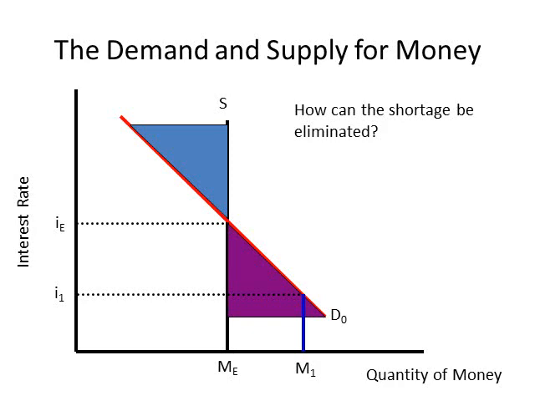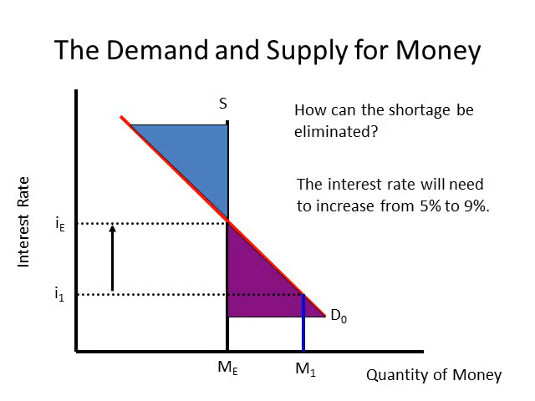How can this shortage be eliminated so that the supply of money and the demand for money are once again in equilibrium? Since the amount of money supplied is fixed, the only way to get back to equilibrium is to let the interest rate increase to IE. Once the interest rate is increased to IE, the supply of money and the demand for money will be once again in equilibrium.